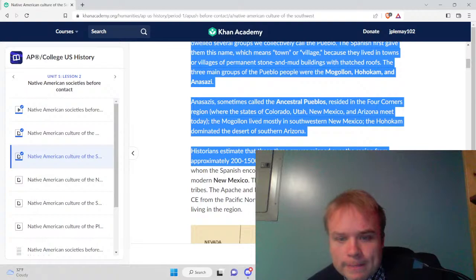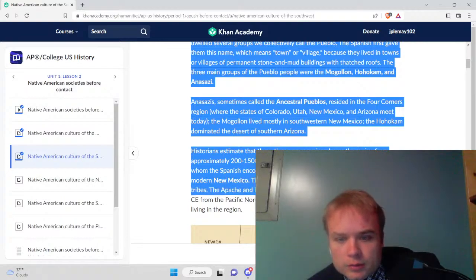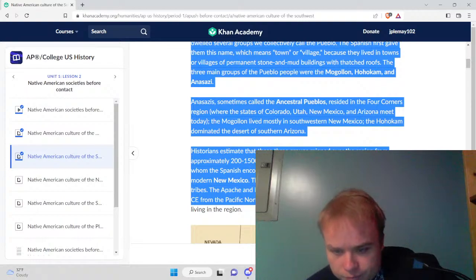So, until colonization, we have these three groups. They dissolved or evolved into the Pueblos the Spanish encountered during colonization, and they still reside in modern New Mexico. They've also transformed into the Zuni and Hopi tribes. The Apache and Navajo tribes arrived in the Pueblo region around 1200 CE from the Pacific Northwest.